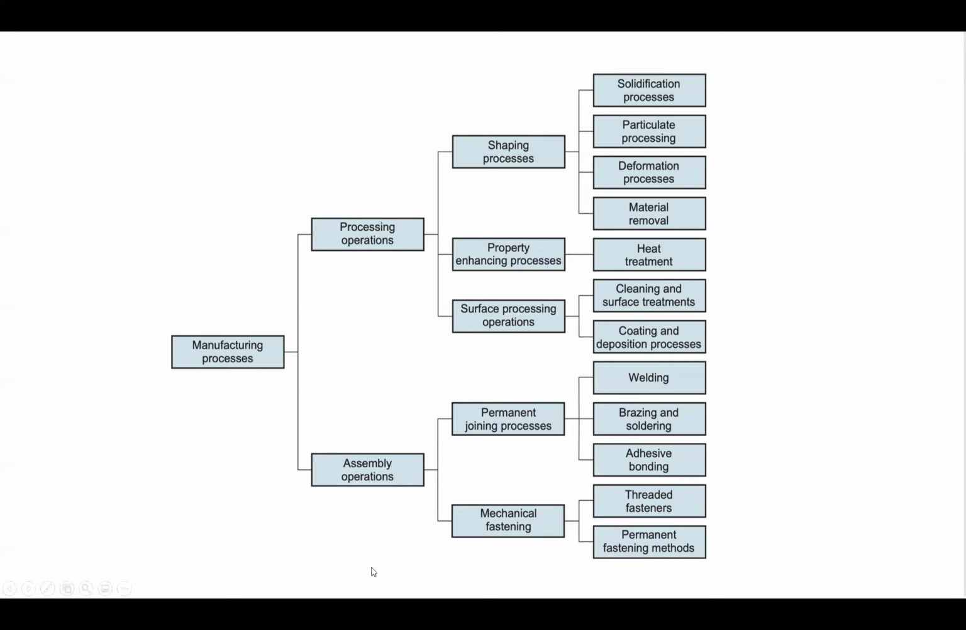Another major type of process is assembly. So there are two kinds of assembly. One is permanent joining, for example, welding, brazing, and adhesive bonding. Another type of assembly process is mechanical fastening. So in this lecture, we're going to have a survey of all these processes, and you will need to watch a lot of videos, because only by watching these videos can you see how these processes work.